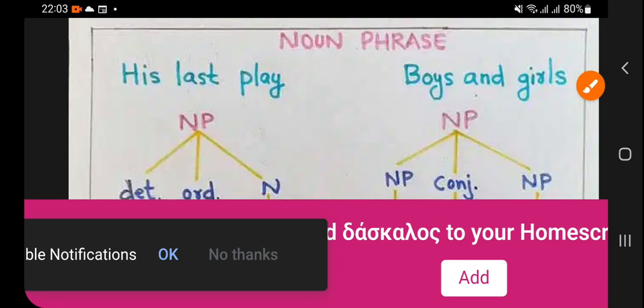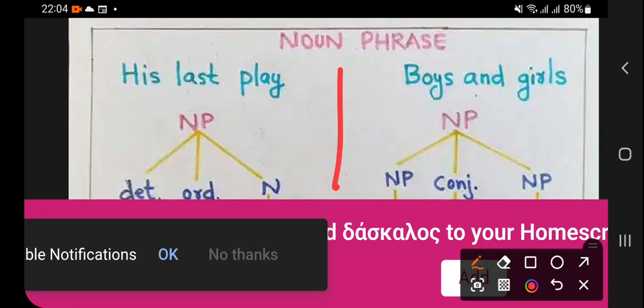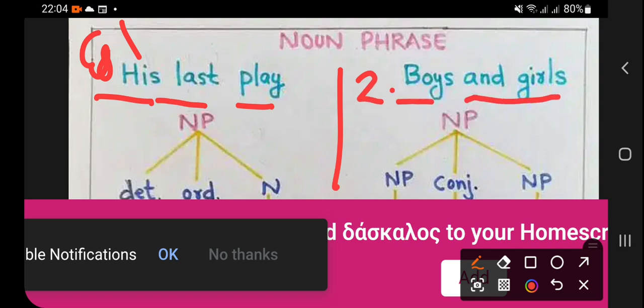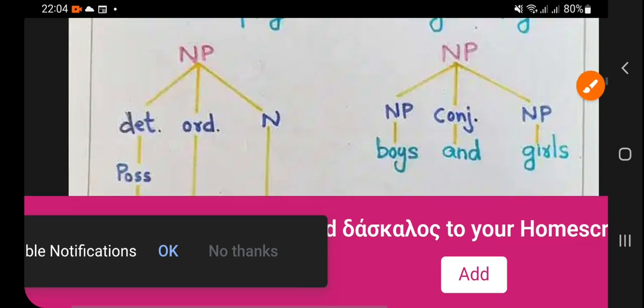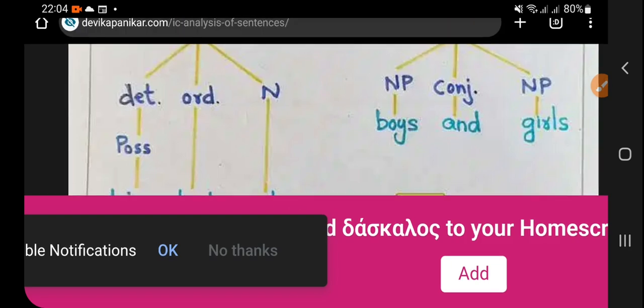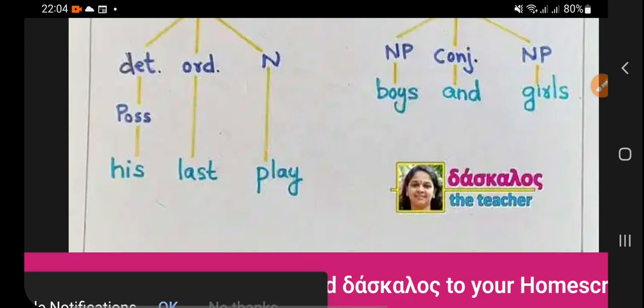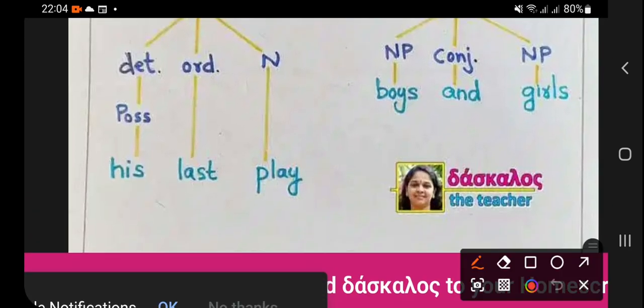Now, very important. So, how can a noun phrase be analyzed? Here two noun phrases are there. This is the first example: "that is his last play". Another example: "that is boys and girls". So first, "his last play", that's a noun phrase. Now what is "his"? "His" is a determiner, a possessive pronoun.